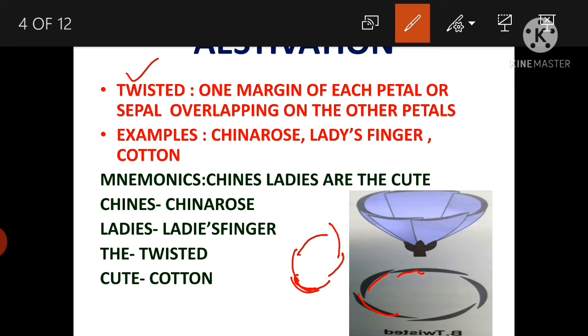Examples for this are China rose, lady's finger and cotton. A simple trick to remember these twisted examples is: Chinese ladies are cute. Chinese stands for China rose, ladies stands for lady's finger, are stands for twisted, and cute stands for cotton.